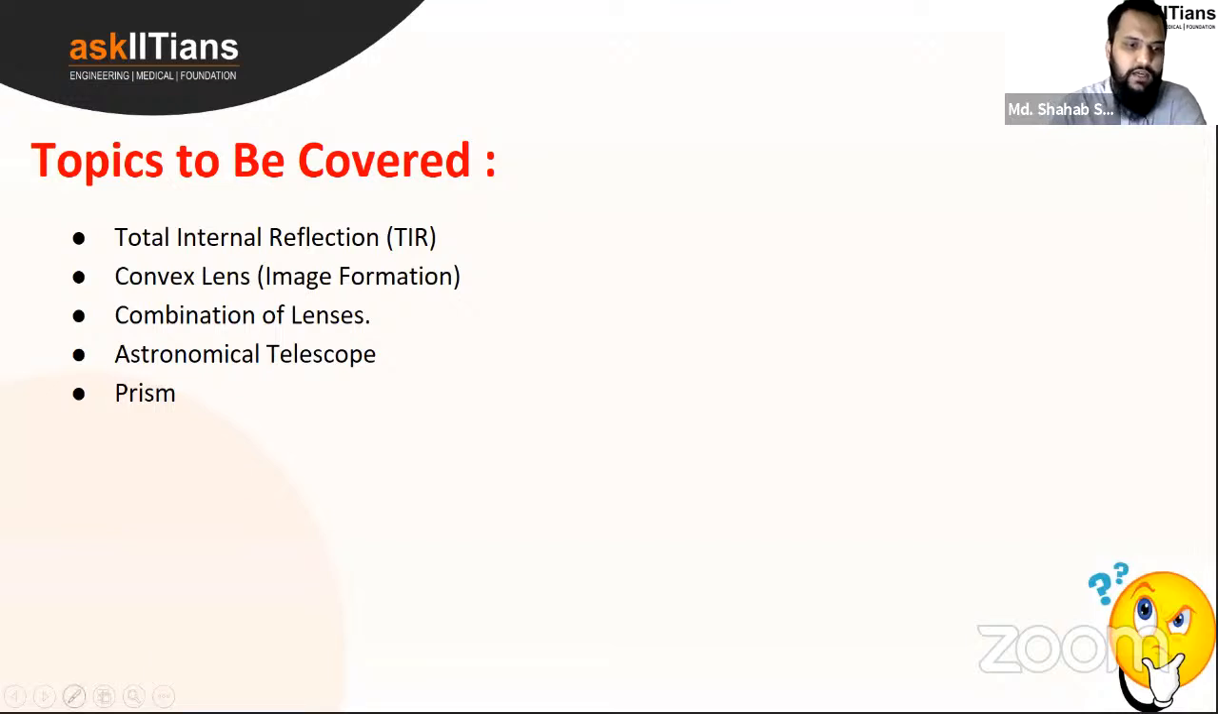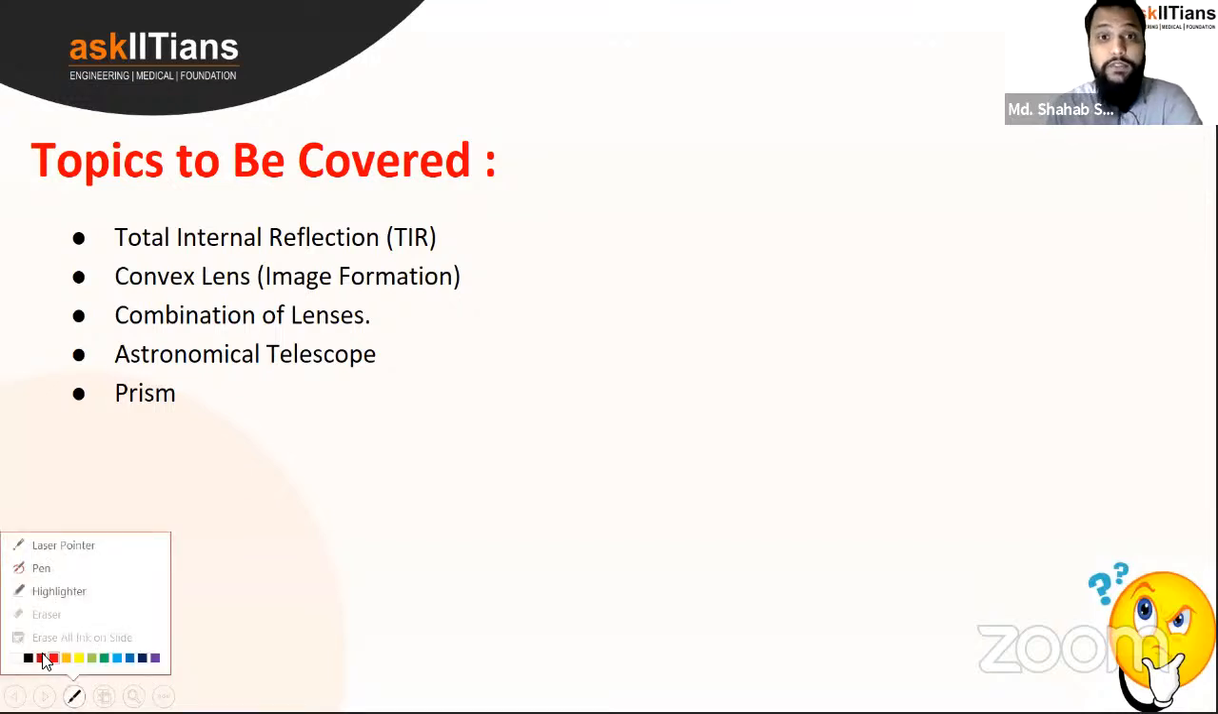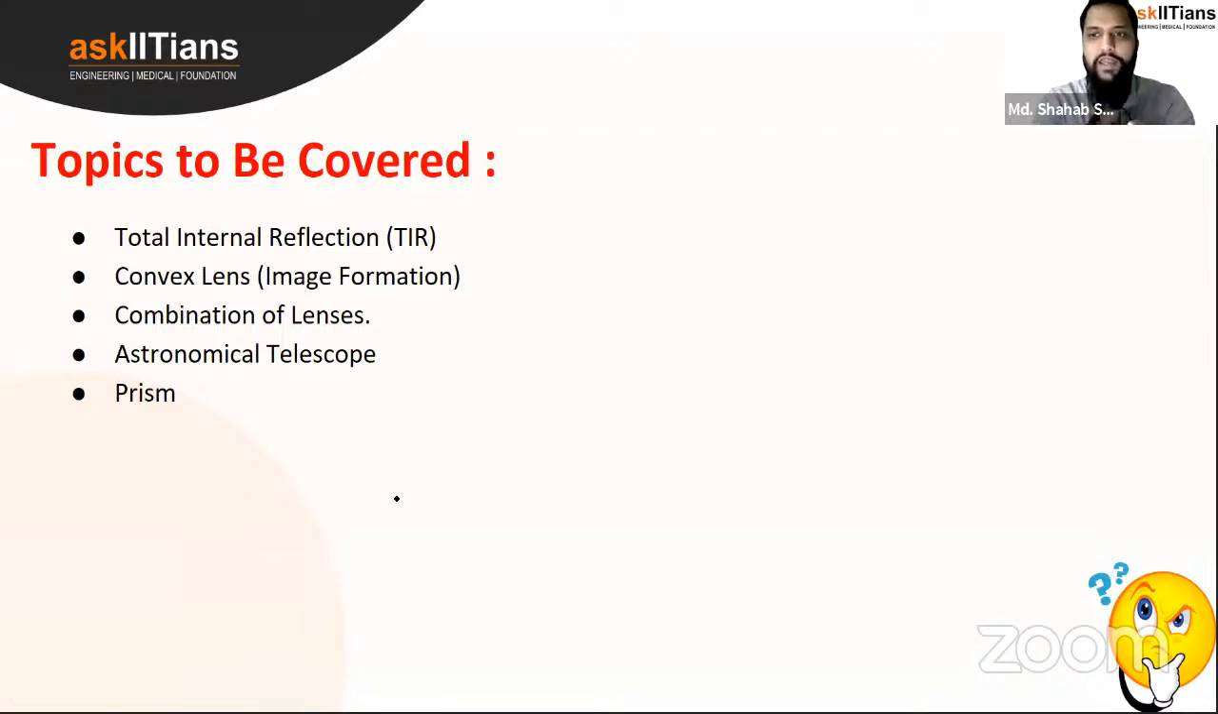What we are going to cover in this chapter, I'll discuss with you guys. The topics which we are going to discuss, in fact, are questions based on these topics. I'll discuss a little bit of detail of the background concept, and then we will discuss the question also. So we have questions based on total internal reflection, right? We have questions based on convex lens image formation. We have questions based on combination of lenses. We have questions based on astronomical telescope, and we have questions based on prism. Fine. So we have questions from last year and sample paper.